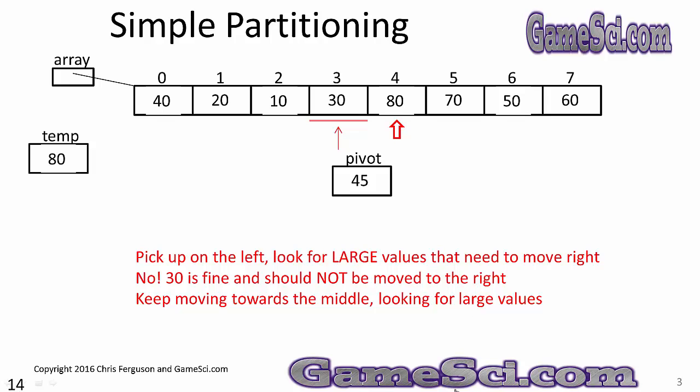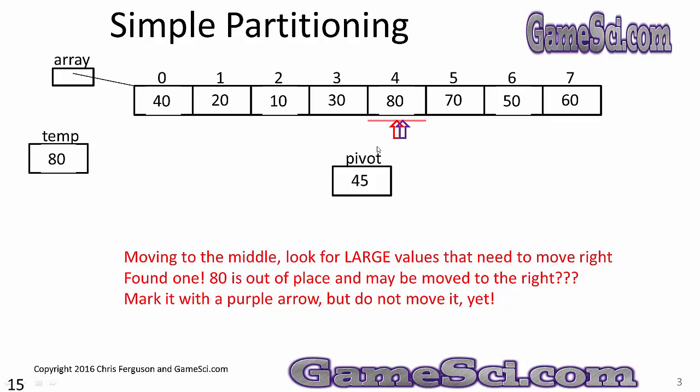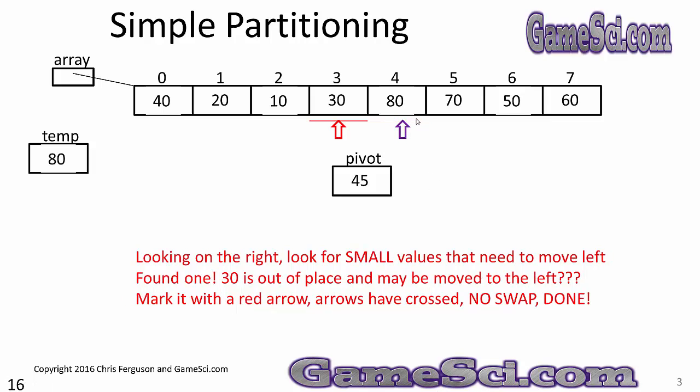Keep moving towards the middle and look for large values. Moving towards the middle, we look for a large value that needs to move right, and we found one. 80 is out of place and needs to be moved to the right. We'll mark it with a purple arrow, but once again, do not move it yet. Picking up on the right side, we're looking for small values that need to move left, and we found one. If we move the right arrow, 30 is out of place and needs to move to the left.